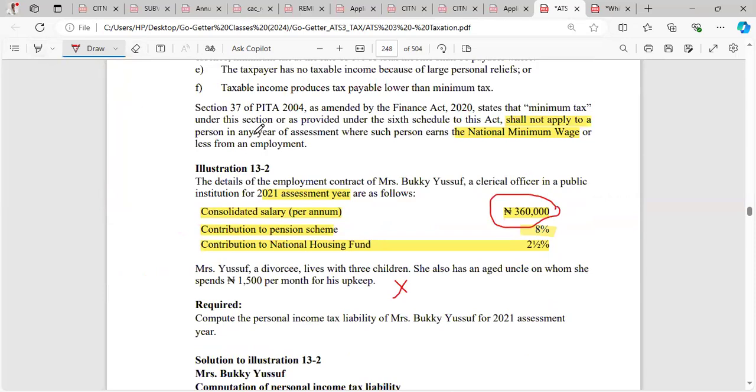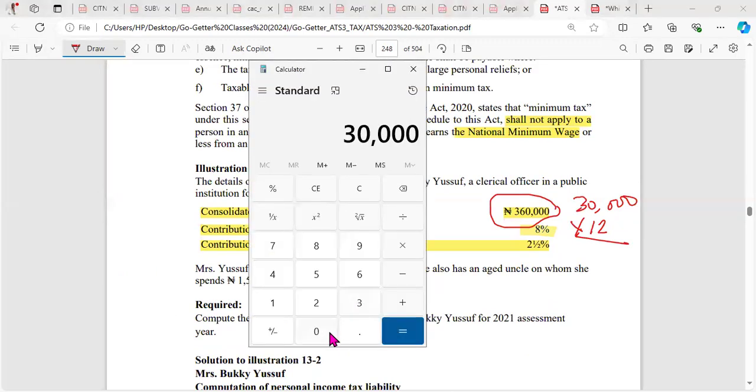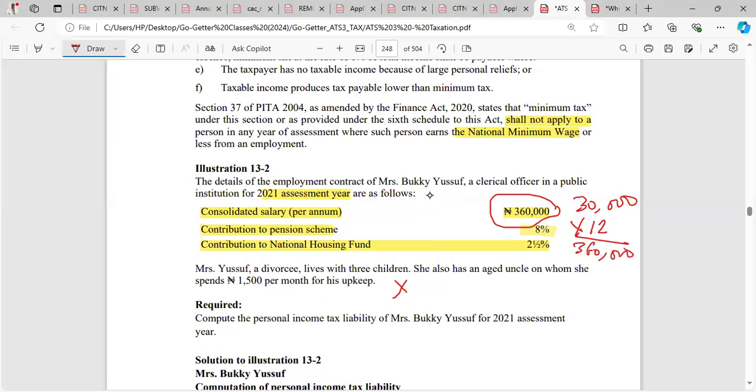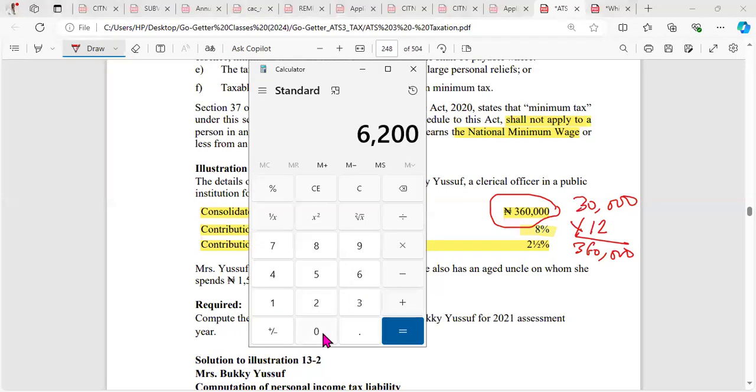What is the minimum wage of Nigeria? The minimum wage right now is 30,000. If you multiply 30,000 by 12, what do you have? 360,000. So that's the minimum wage. Now, until government approves it, for now, government has said minimum wage is 62,000. Let's assume that it is agreed. That will mean that 62,000 times 12, anybody earning 744,000 is not going to pay any tax. And that is what they are saying.